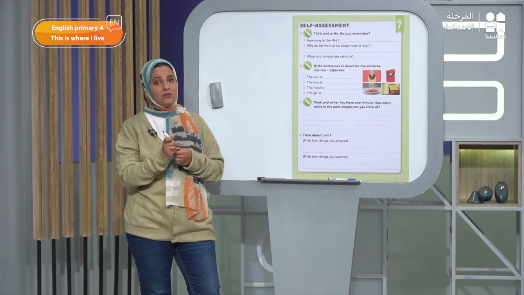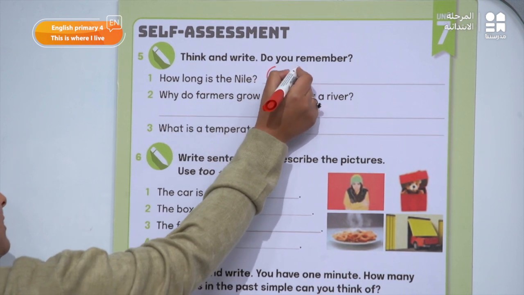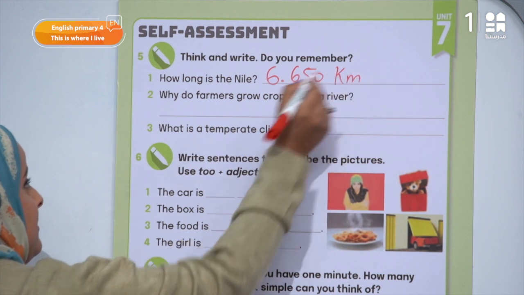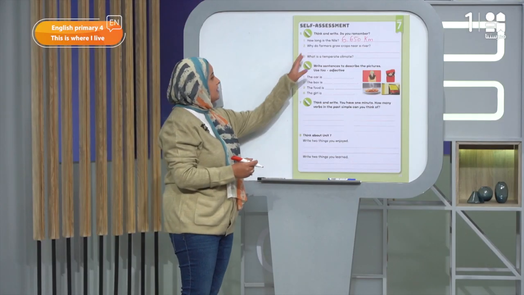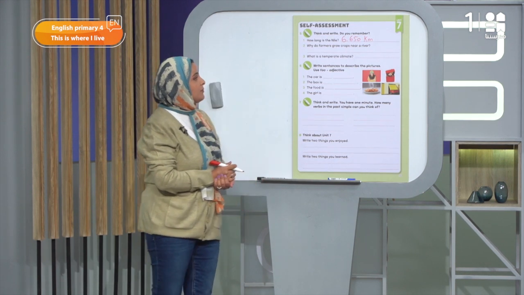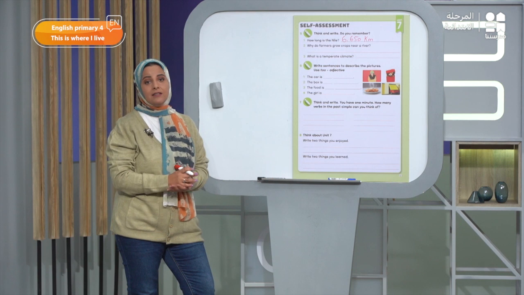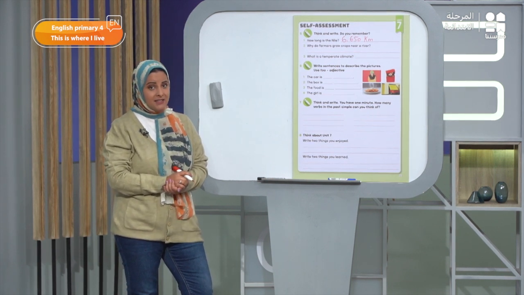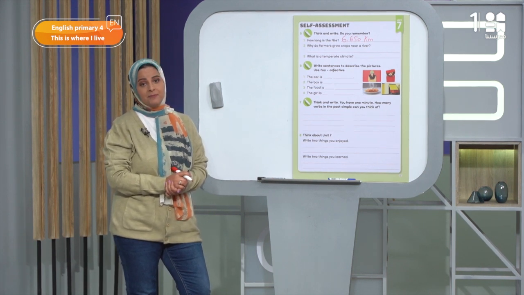6.650 kilometers. So let's write it down. 6.650 km. km يعني كيلومتر. Okay. Number 2, why do farmers grow crops near a river? ليه بنزرع near the river? Because the soil is very good, fertile and there is water.